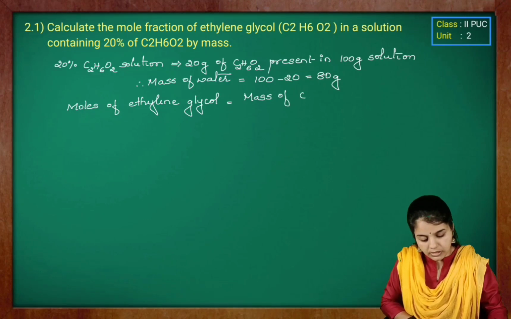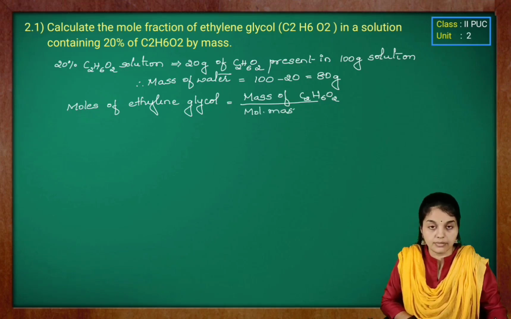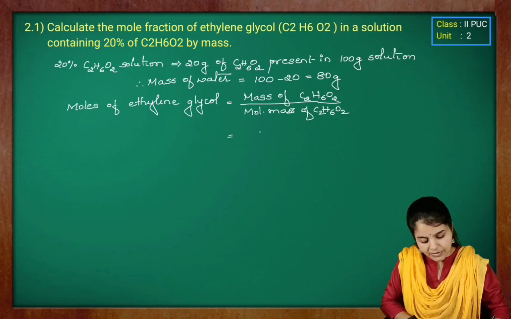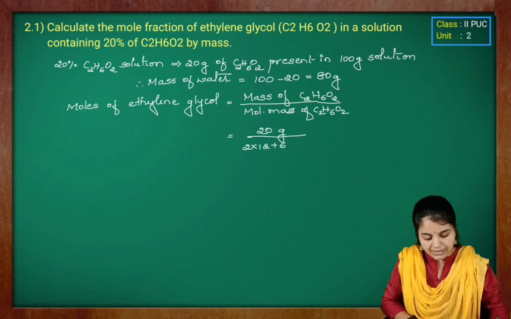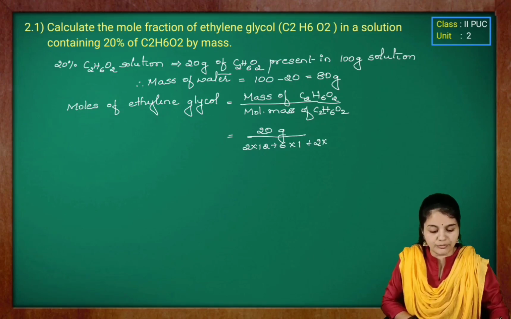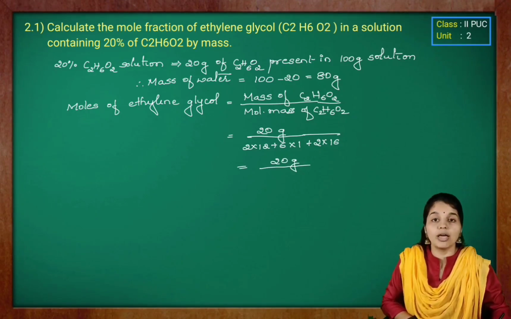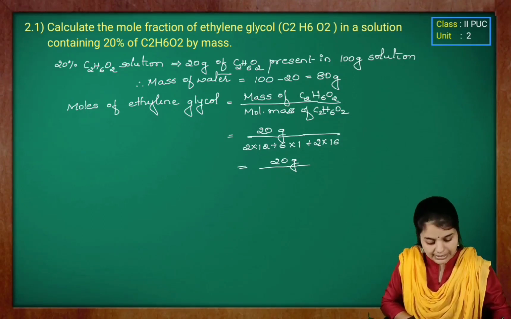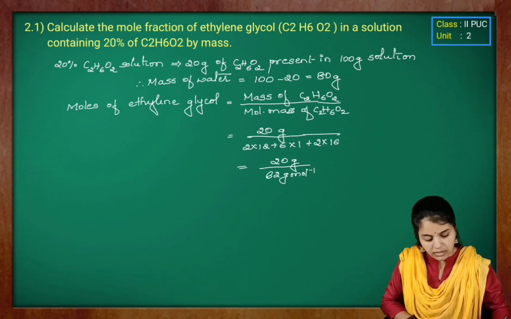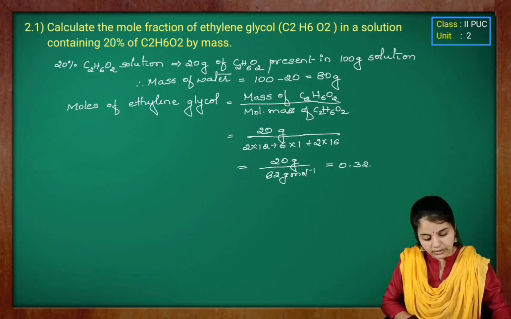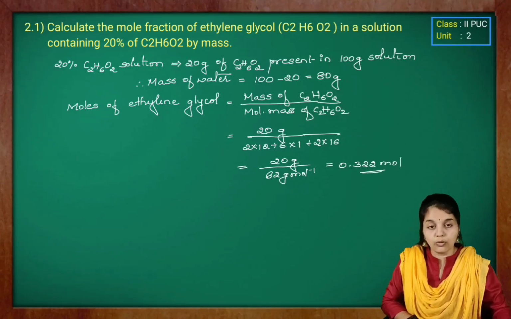So mass of C2H6O2 divided by molar mass of C2H6O2. So mass of ethylene glycol is 20 grams and molar mass we have to calculate. It is 2 into atomic mass of carbon, that is 12, plus 6 into atomic mass of hydrogen, 1, and 2 into atomic mass of oxygen, that is 16. So we have 20 grams divided by the molar mass of ethylene glycol. When we add up all these, we get 62 grams per mole is the molar mass. Upon solving this, 20 by 62, we get 0.322. So that is the number of moles of ethylene glycol.